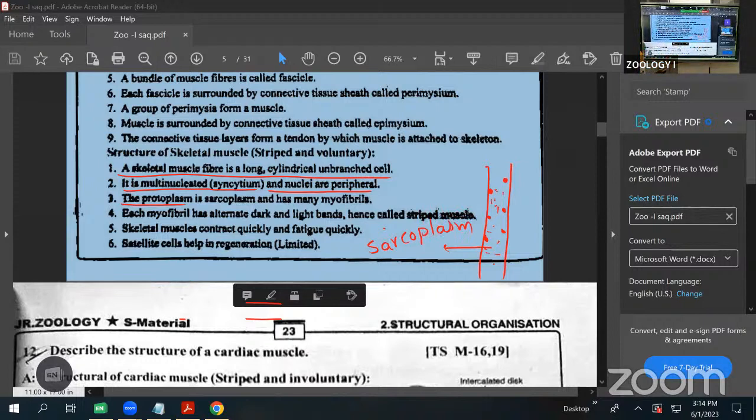Inside the muscle fiber, the liquid protoplasm is called the sarcoplasm, and it contains a number of thin structures. Microstructures are present inside the muscle fiber, and they are called myofibrils.